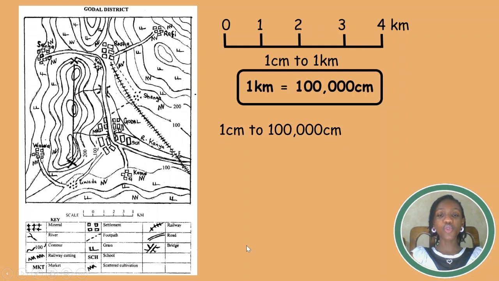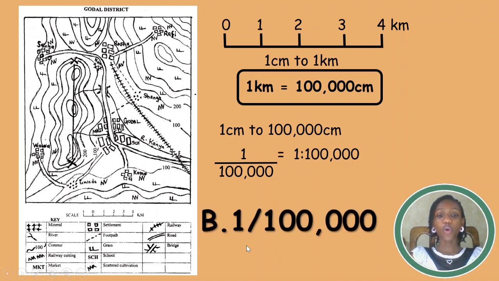So now converting this to representative fraction, we have 1 over 100,000, which is also the same thing as 1 ratio 100,000. So that makes our final answer option B.